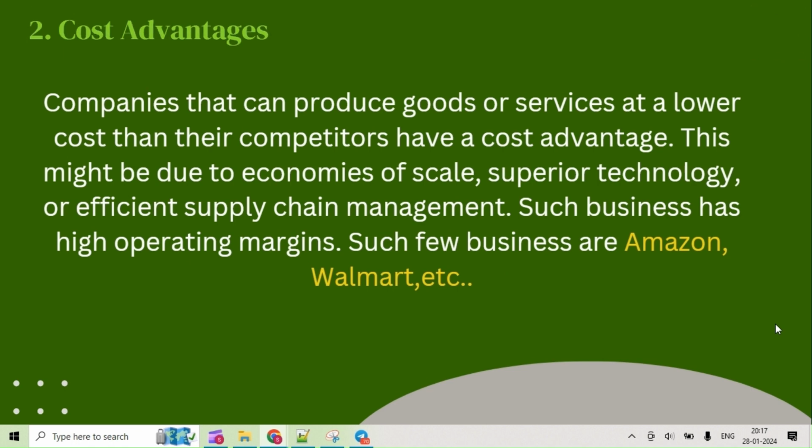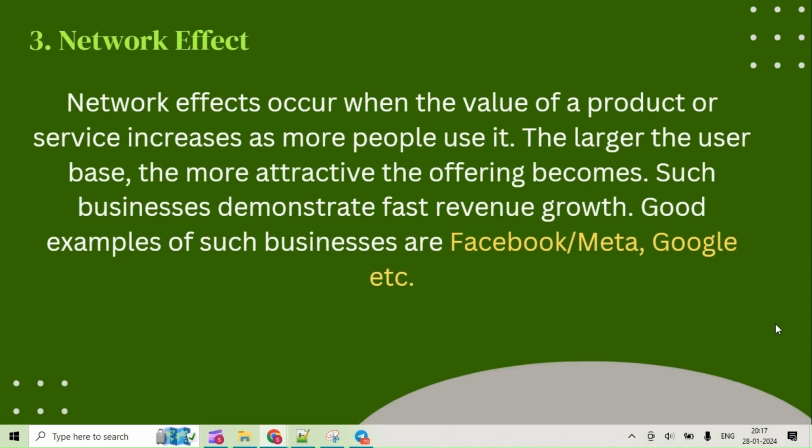Next, we will see the network effect, right? Network effects occur when the value of a product or service increases as more people use it. The larger the user base, the more attractive the offering becomes. Such businesses demonstrate fast revenue growth. Good examples of such businesses are Facebook or Meta, and Google, etc.